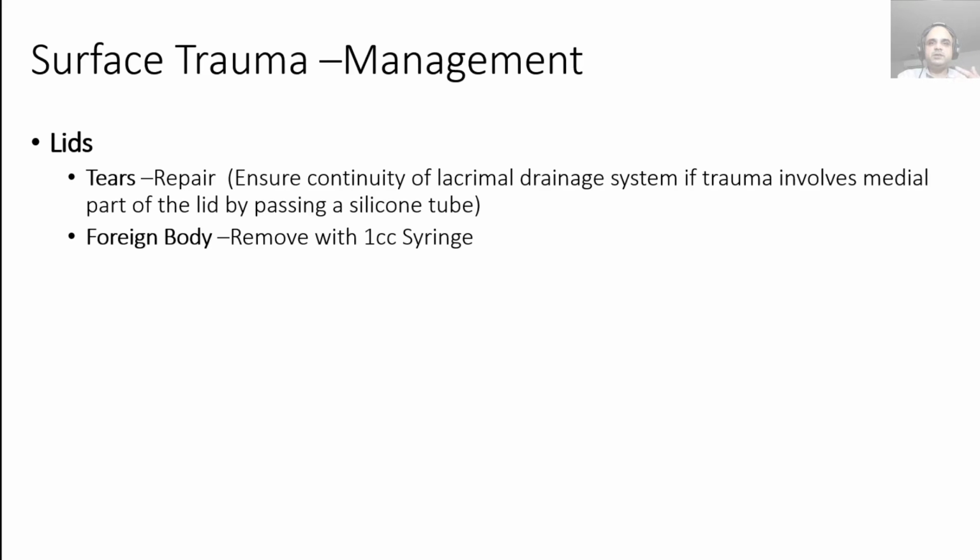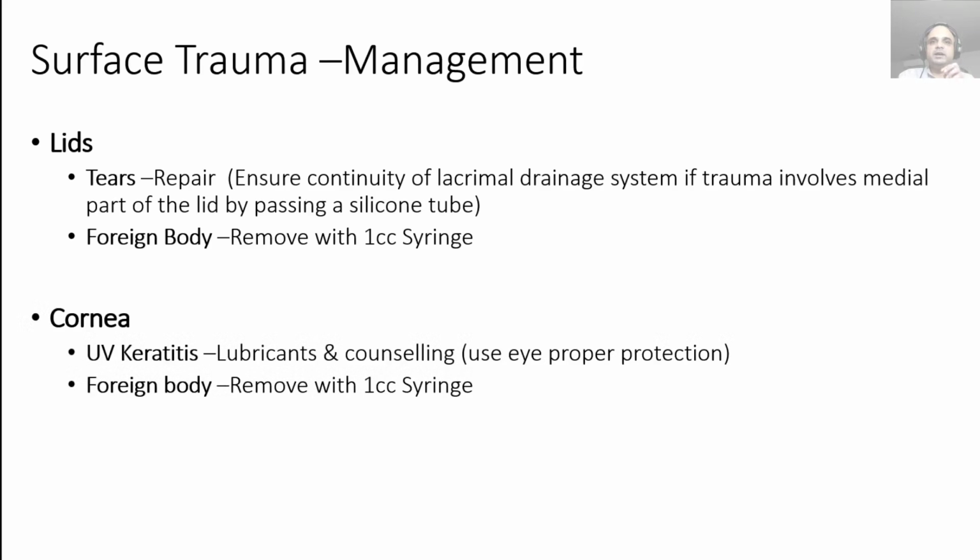For lid foreign bodies, we take a 1 cc syringe and it can simply be removed with that. For cornea, if you have UV keratitis associated with electric welding, proper eye care is just lubricants and counseling to use eye protection. And if you have a corneal foreign body, you use a 1 cc syringe to remove it. We'll see a picture and a video of how that's done next.